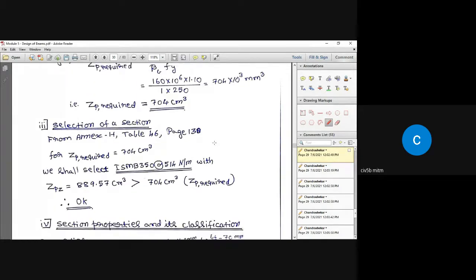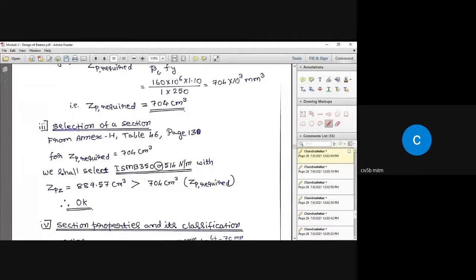Okay, so I went to 350, again the left column, the sixth line from the bottom, and we got the value of ZPZ equal to 889.57 centimeter cube, is it not? Instead, you can go one step further and check ISMB 300. ISMB 300 is 651.74. That is not enough.